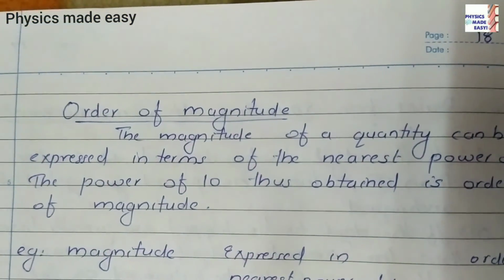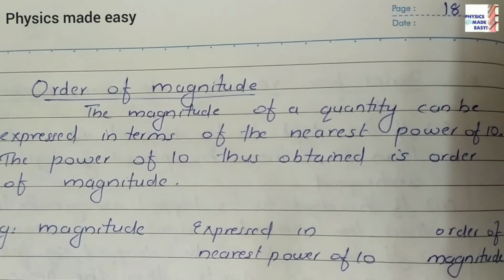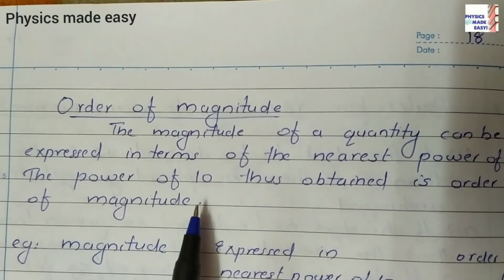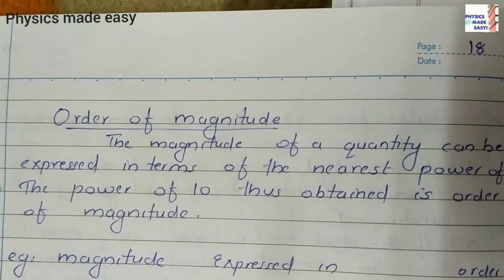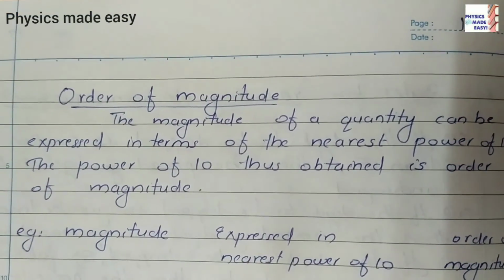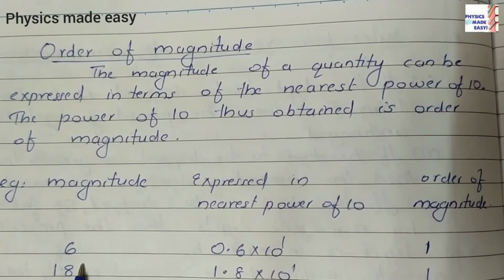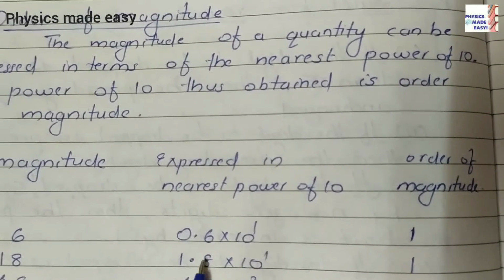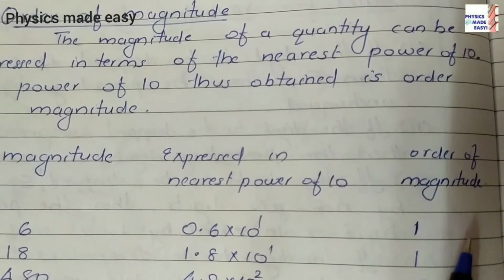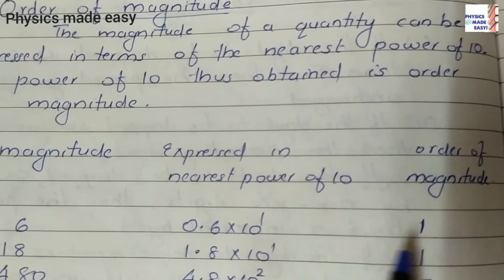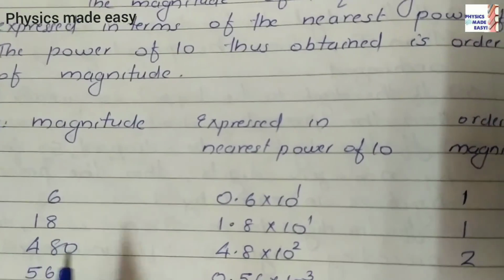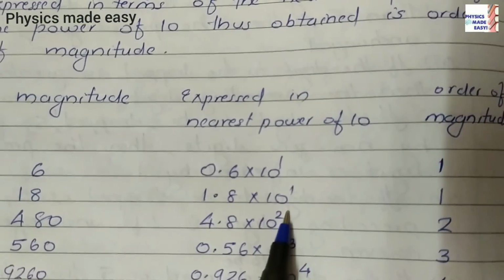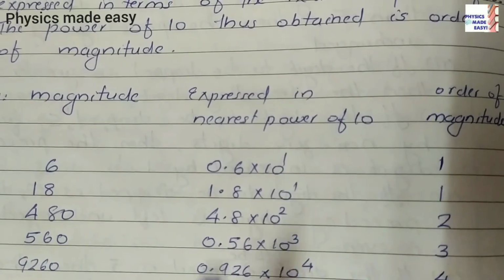Order of magnitude. Magnitude of a quantity can be expressed in terms of the nearest power of 10. The power of 10 thus obtained is known as the order of magnitude. Here you can see a number 6 is given there. Here it is expressed in nearest power of 10. So how can we write 0.6 into 10 raised to 1? Order of magnitude is power of 10, then that is 1. In 18, we can write that as 1.8 into 10 raised to 1. In this case, order of magnitude is 1.